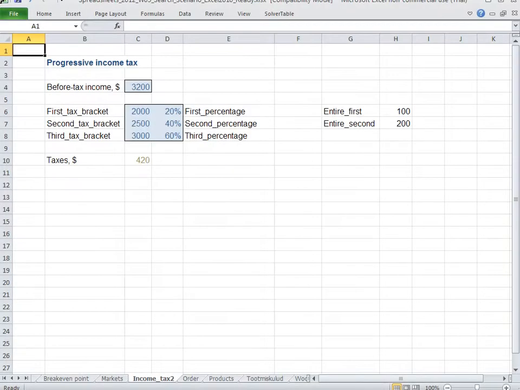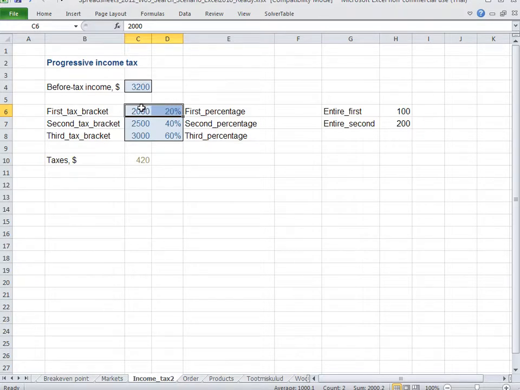Now let's once again consider our problem with progressive income tax. Let us again recall what happened there. We had an income of $3,200. If the income was below $2,000, the person paid $0 in taxes.